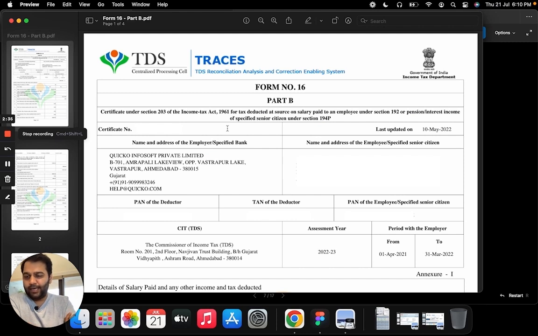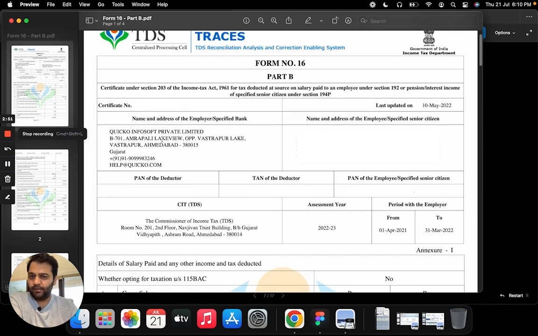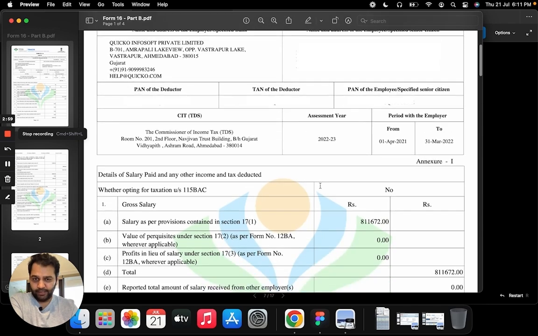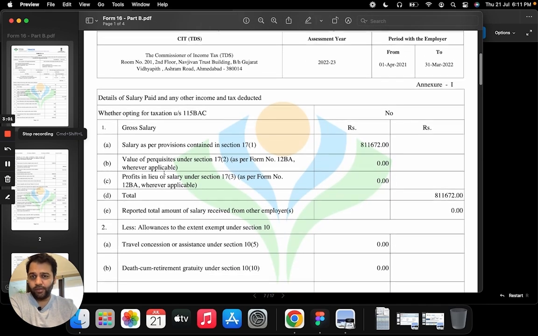Now, unlike Part A, Part B is a breakdown of salary, right? So it's also issued by the employer. Most employers issue Part A and Part B in a combined PDF. Sometimes you may also get two separate PDFs like I do here. Again, it has repetition of the same information: employer details, employee details, employer PAN and TAN, employee PAN, assessment year, etc. I think let's focus on the most important thing.